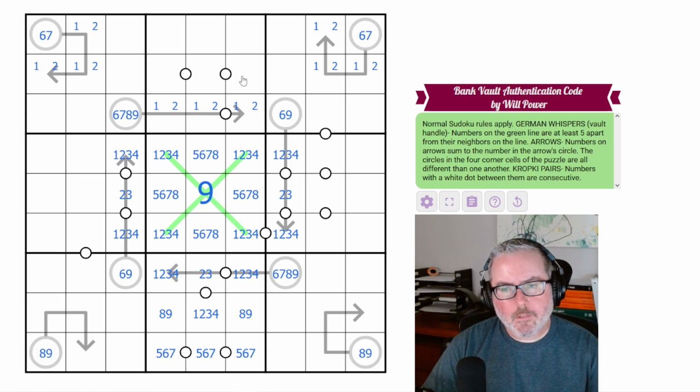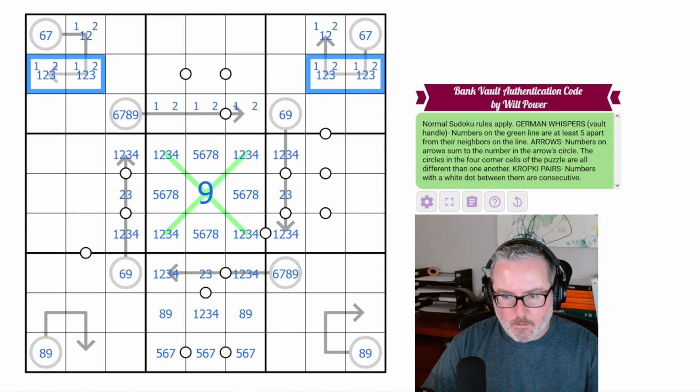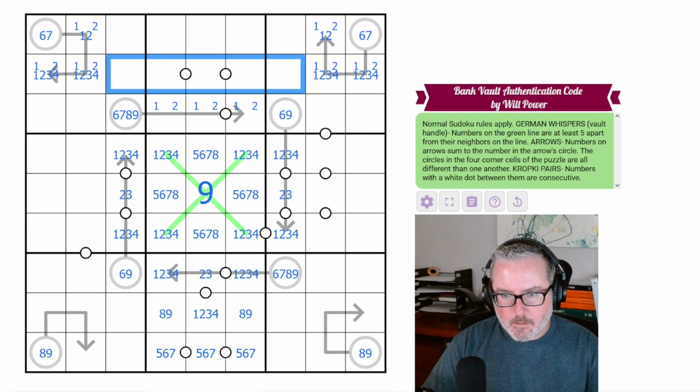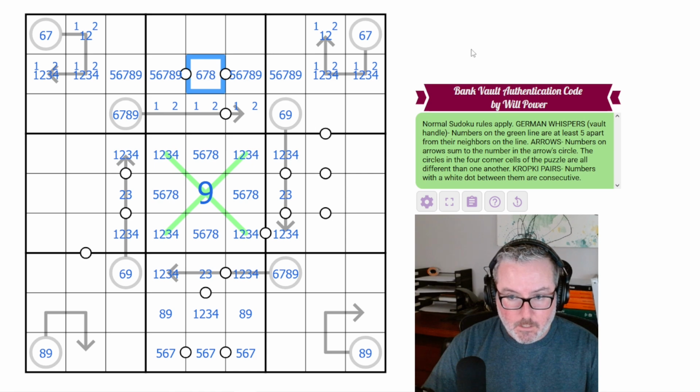Well, we know the 1s and the 2s can't pair in either one of these, because it would force a 1 and a 2 on the other side. So we know that these are just a straight up 1, 2 pair. And then one of the 1s and one of the 2s share this row. Therefore, these are from 1, 2, 3, and 4. Which tells us this is from 5, 6, 7, 8, and 9. This can never be 5 or 9.